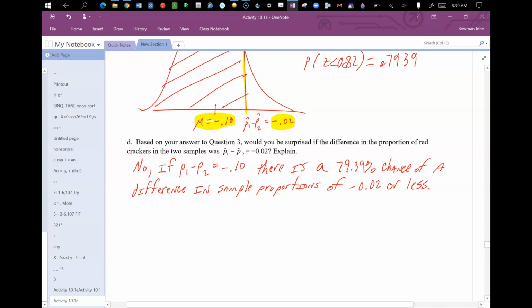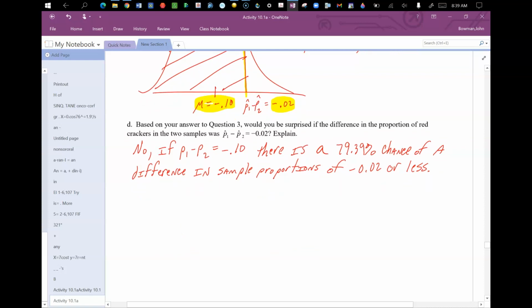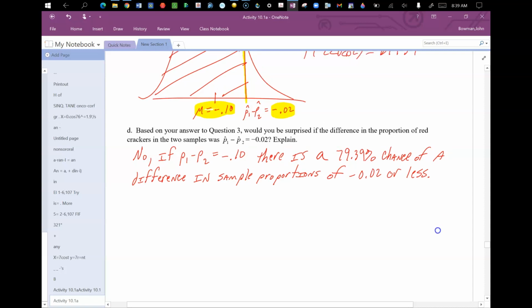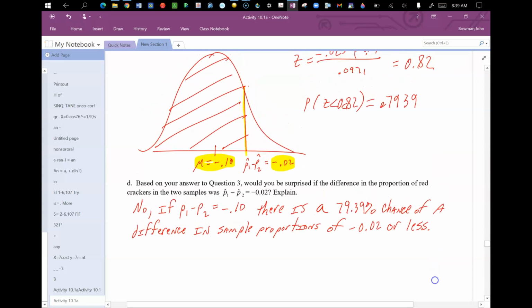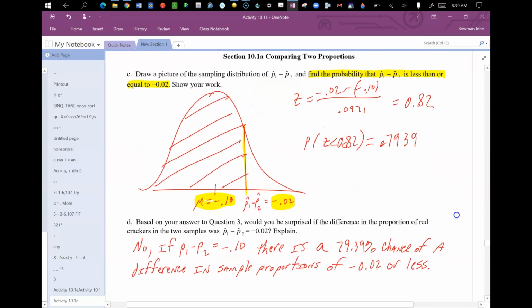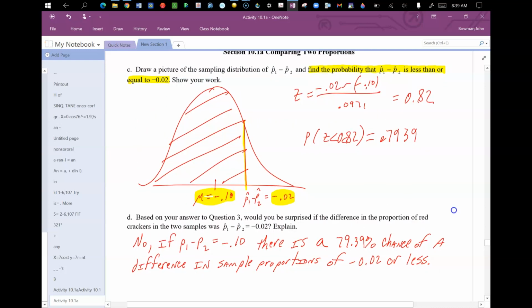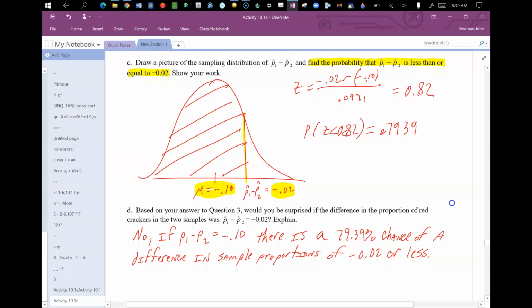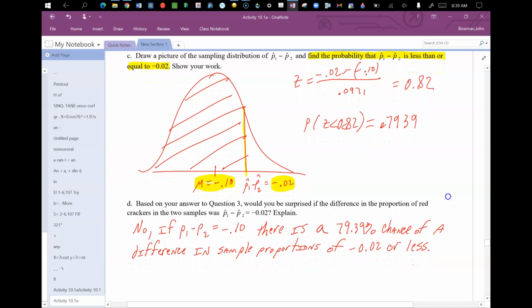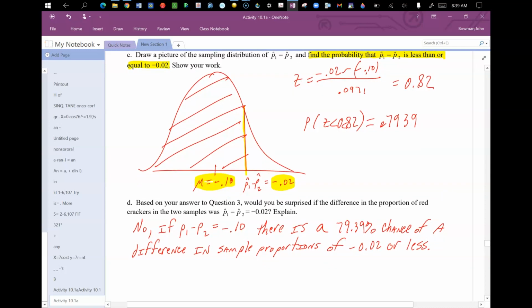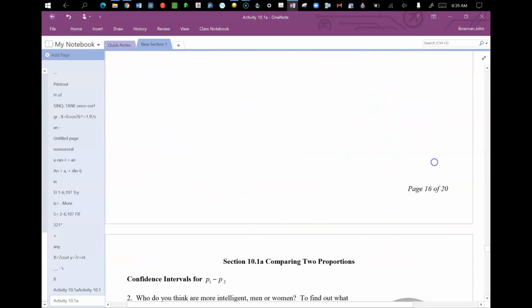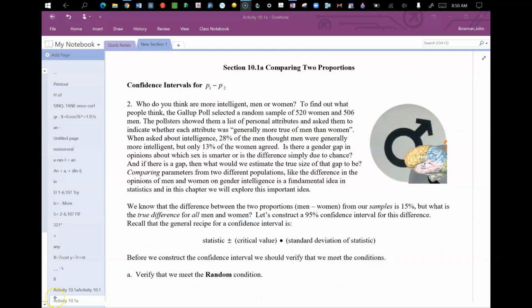The one thing I will tell you here is that you have to pay attention to which one comes first, p1 or p2. It doesn't matter. The only thing that would change is the signs. So your mean, if you did p2 minus p1, would be positive 0.10. The difference in your sample proportions would be positive 0.02, and your p-value would turn out to be the same, and you would still make the same conclusion.